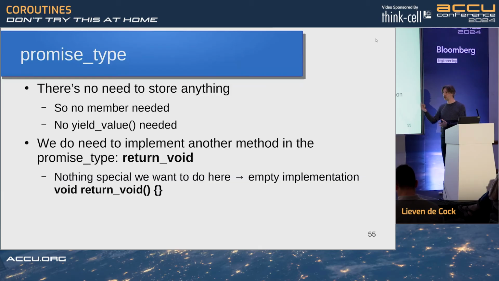There is no need to store anything, so we don't need to implement yield value, yay. We don't need the member to store anything, so we can kick the member out from our previous example, but we need to implement another function, which in the previous one we also, in theory, had to do, and that's return void. The compiler wants to know, how do you want to configure it if I'm at the end and I want to return nothing to you? Return void. In our example, I have no clue what interesting stuff we could do, so we will implement it empty.